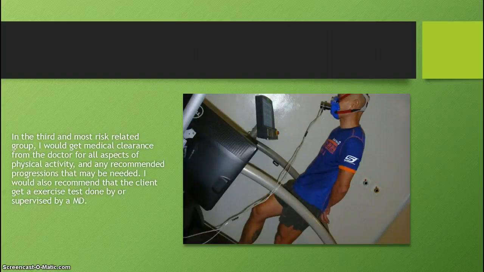In the third and most risk-related group, I would get medical clearance from the doctor for all aspects of physical activity and any recommended progressions that may be needed. I would also recommend that the client get exercise tests done by or supervised by a medical doctor.